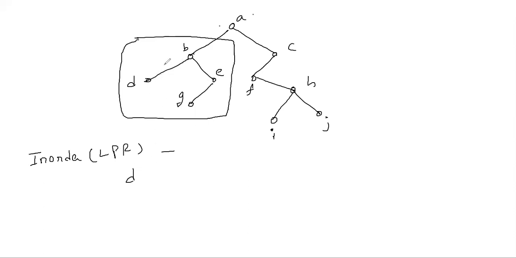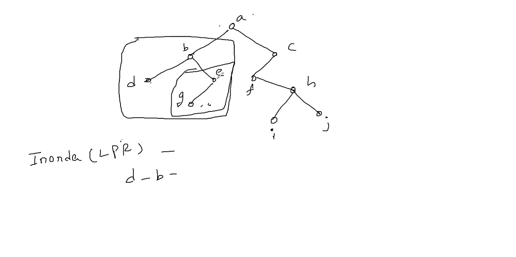Next what you have to write? Parent. What is the parent? B is there. Next come to right. Right means again this is a subtree. So now only think about this subtree.